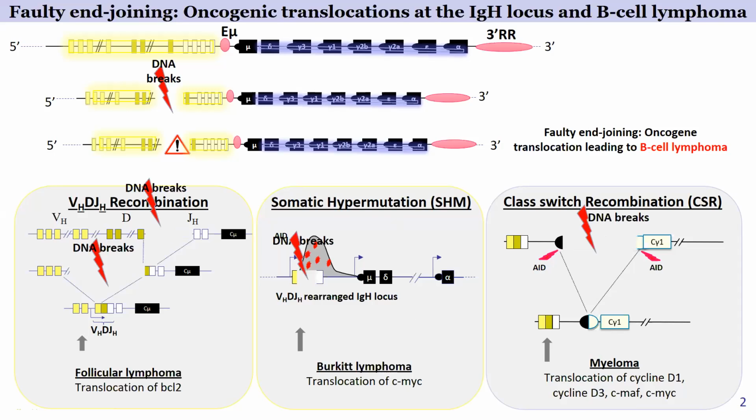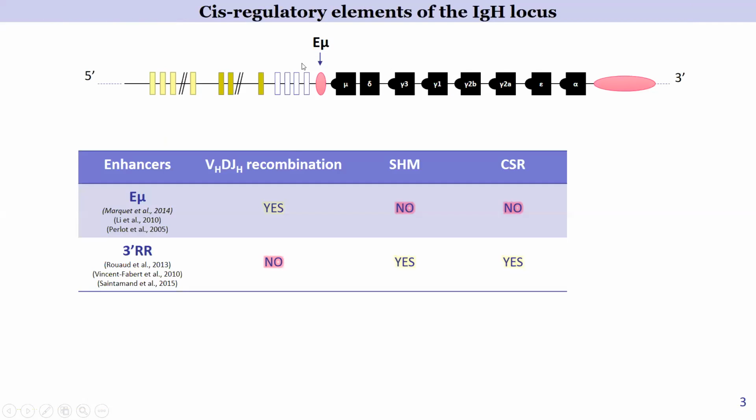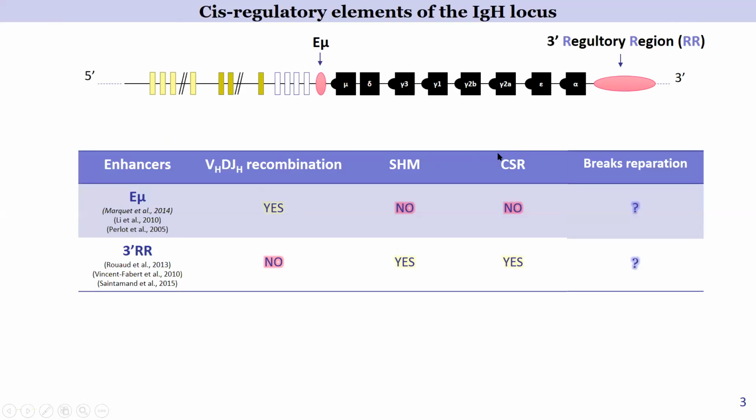So, these chromosomal breaks are under the dependence of the two major cis-transcriptional enhancers of the IGH locus, known as Eμ, which is known to control VDJ recombination, and the 3' regulatory region, or simply 3' RR, where we have already shown that it controls both SHM and CSR. So they are important for DNA breaks.